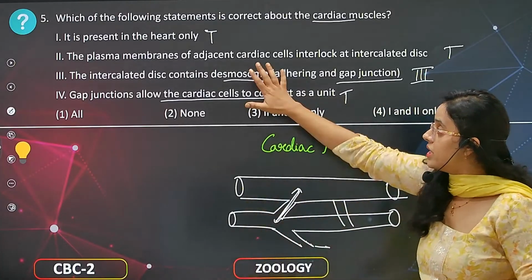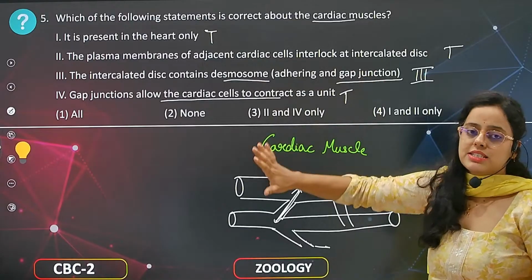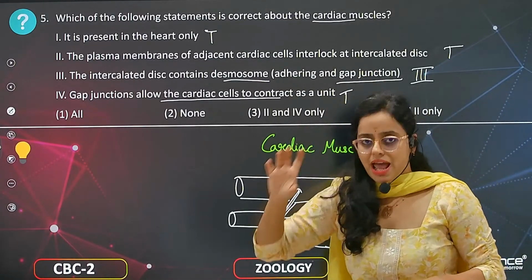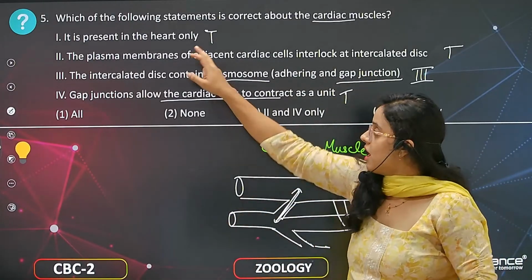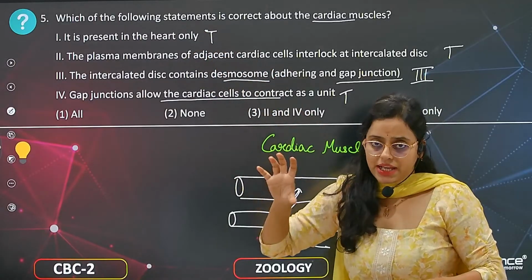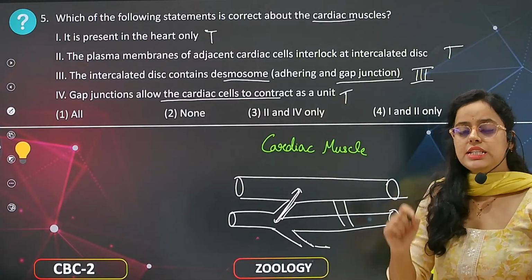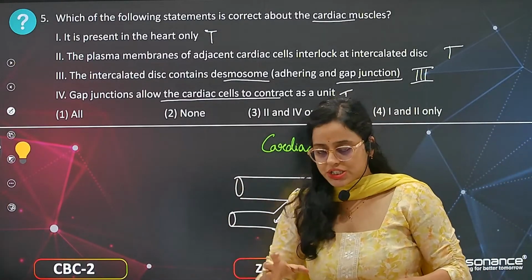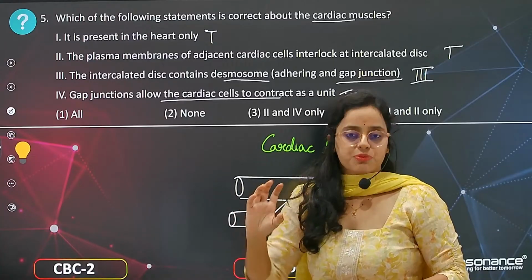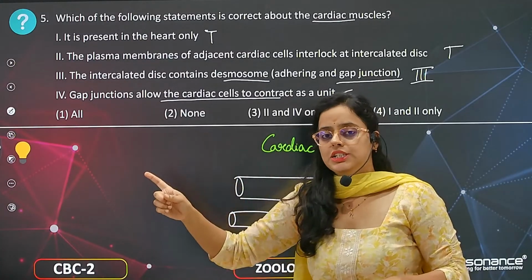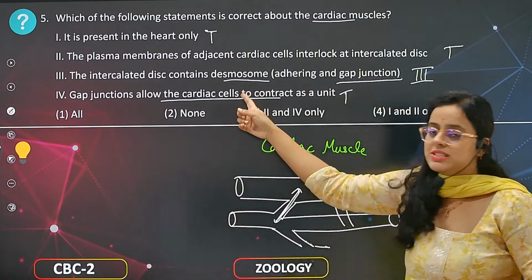Hope you have understood the explanation. The cardiac muscles are branched. They are only present in the heart first. They are branched, and these branches are called intercalated discs. These intercalated discs have cellular junctions, which is desmosomes, which was seen in epithelial tissue, right? Now desmosomes can also be seen over here.